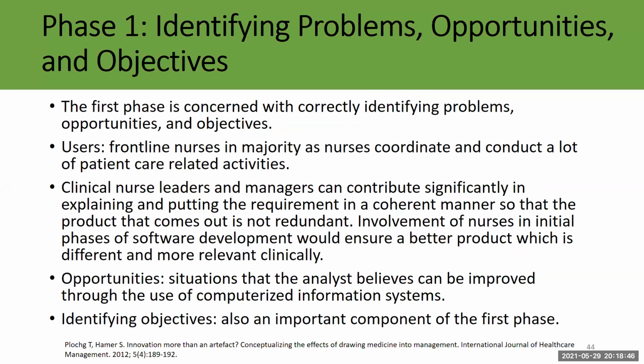They also look for opportunities or some situations that could be improved through the use of information system. And nurses need to be involved in those initial stages to identify problem and also some spaces for improvement, because they know the clinical process better than anyone else. Identifying objectives is also another important component of this phase, and the nurse informaticist must get engaged in discovering what the healthcare provider is trying to do.